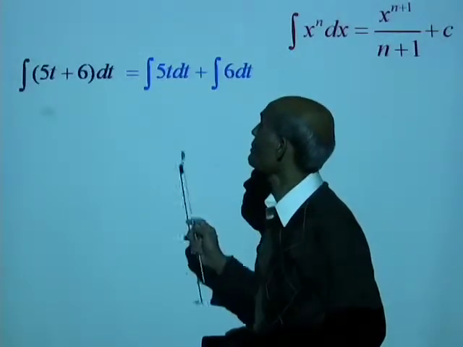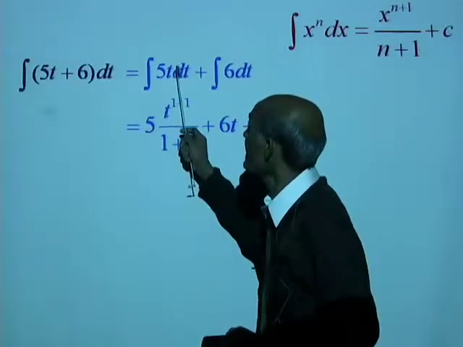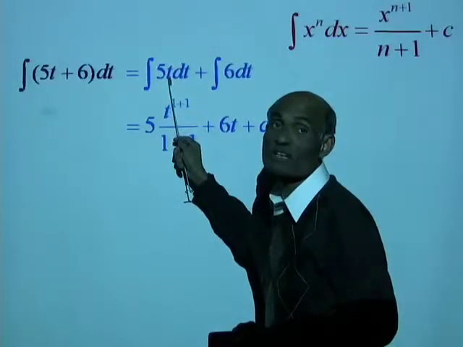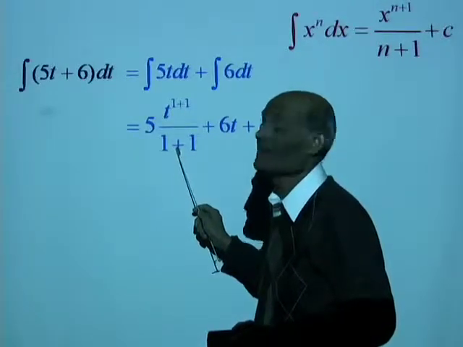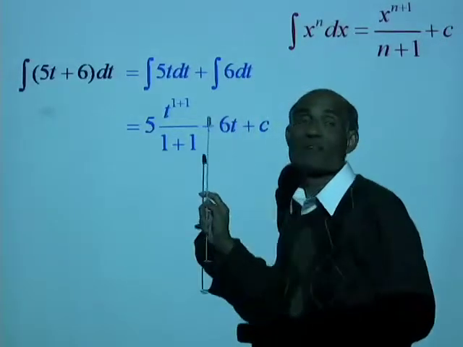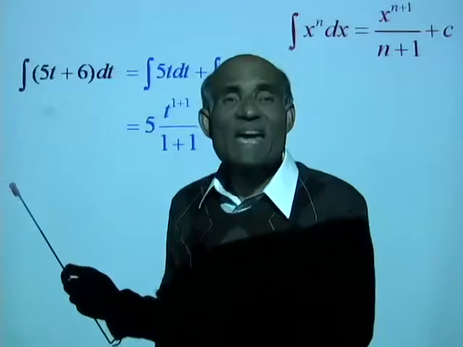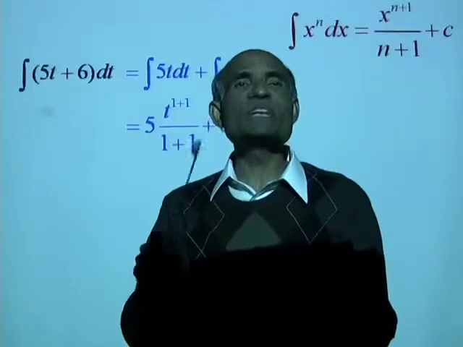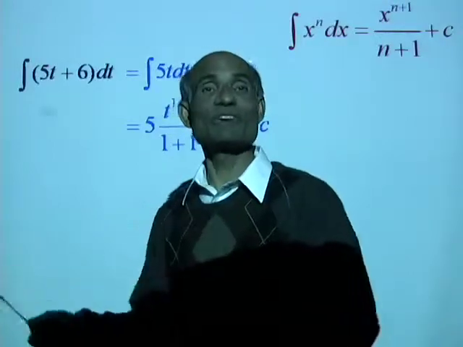Now, what is the integral of 5t dt? This one, the 5 comes out, 5 times integral of t dt, the power of t is 1. So integrating that will give you t to the power of 1 plus 1 over 1 plus 1. Plus, integrating 6 dt will give you 6t. Didn't we talk about that in the beginning? Integral a dt is at plus c. That's right. In fact, integral of dt equals t. Integral of dx equals x, and so on.